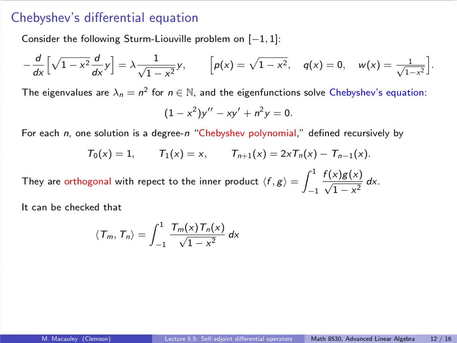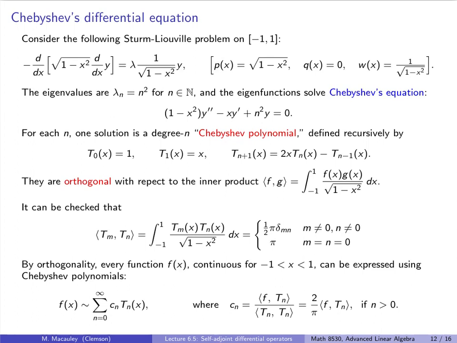It can be checked, it's a little bit messy, that if you take the inner product of T_m with T_n, so that is just this integral here, there are two cases. First, if m and n are equal to 0, this integral is actually pretty easy because you just get 1 for both of these, and it is equal to pi. And if m and n are bigger than 0 and the same, then you get 1/2 pi. Obviously, if they're different, you get 0, and that's given by this Kronecker delta function.